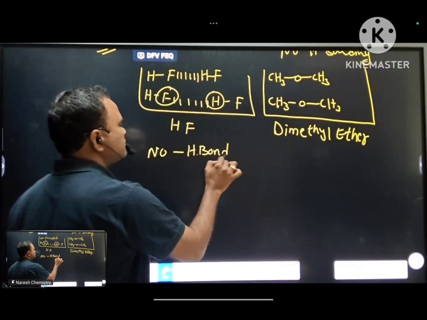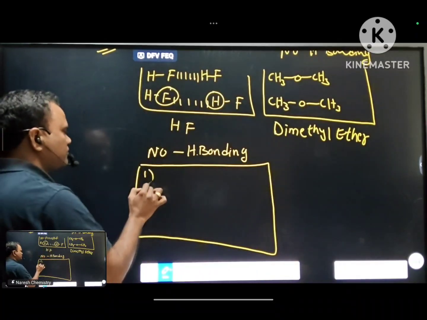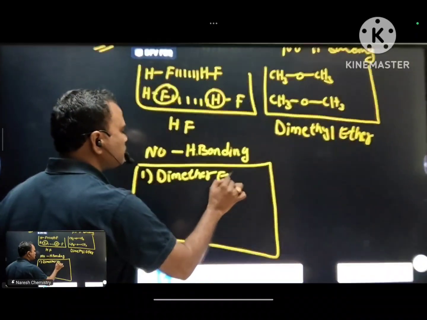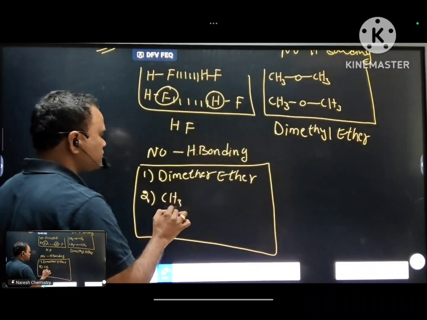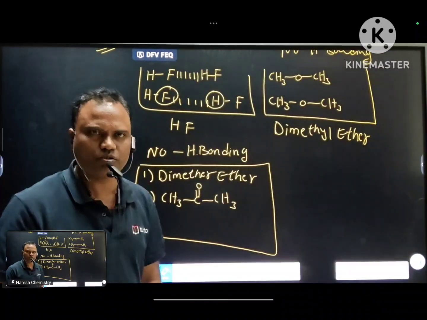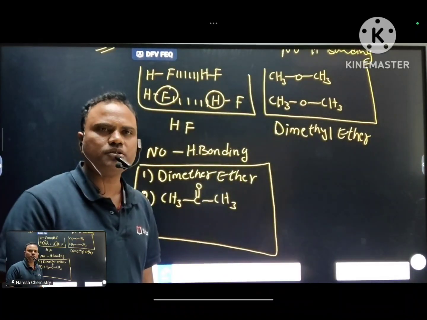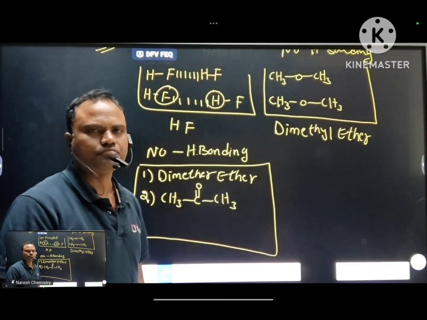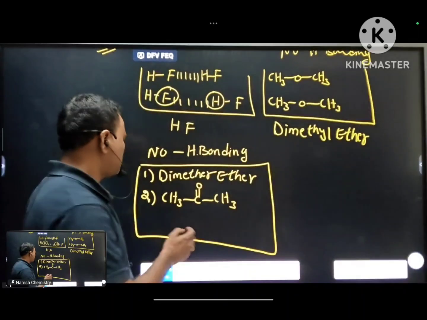No H bonding example: dimethyl ether. Acetone. What is acetone? CH3, C double bond O, CH3. In acetone, a more electronegative atom is present, but hydrogen is not present on the more electronegative atom. Hydrogen is present on carbon, so hydrogen bonding is not possible. Dimethyl ether, acetone.